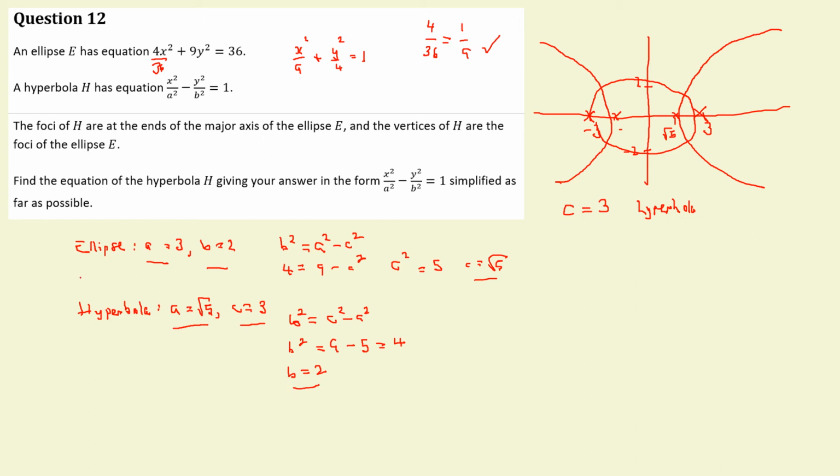So I've got my hyperbola. I've got the A and the B values now, so I can just go through and say x squared over, well, what was A? It was root 5, so that's going to be over 5, minus y squared over B squared, and the B was 2, so that's 4, and that equals 1. All right, so that's question 12.